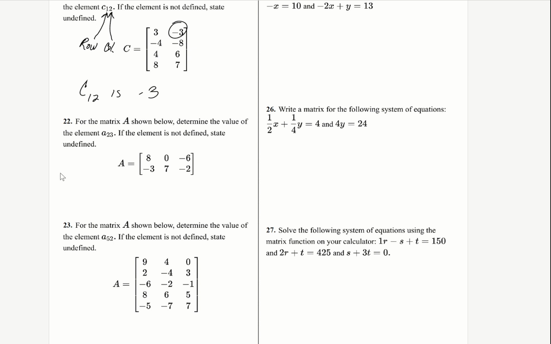These are quick, so we can look at one more. A2,3, that's row 2, column 3. Row 2, column 3 would give us -2, so A2,3 for this one is -2.